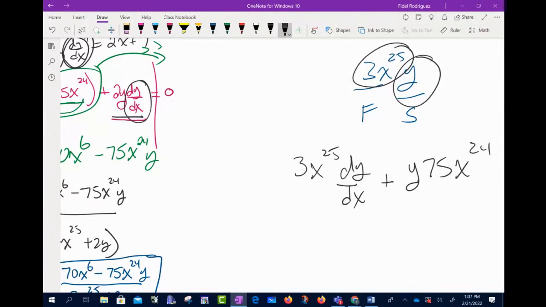Right? Isn't that the derivative of the first one? I'm sorry. And then all I did here was say, look, couldn't I write this like that? Because it really means the same thing. Does that make sense?